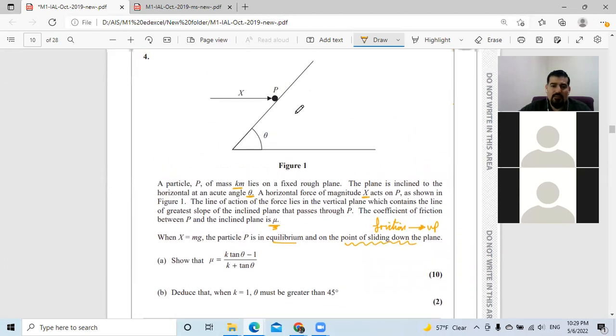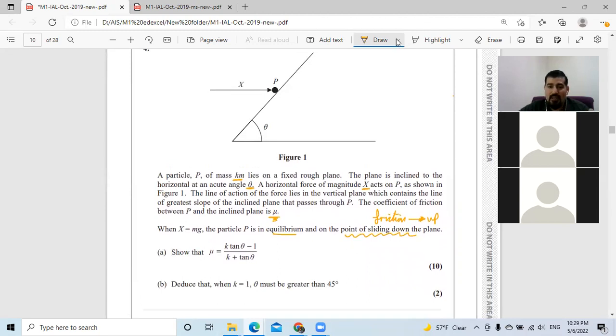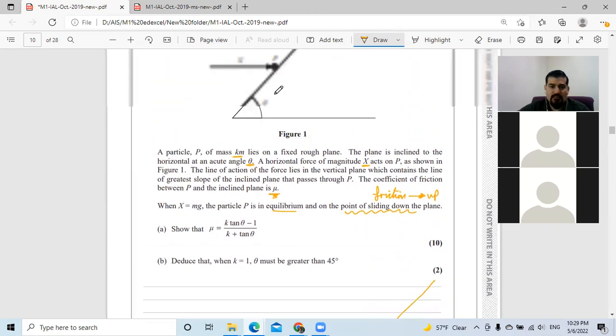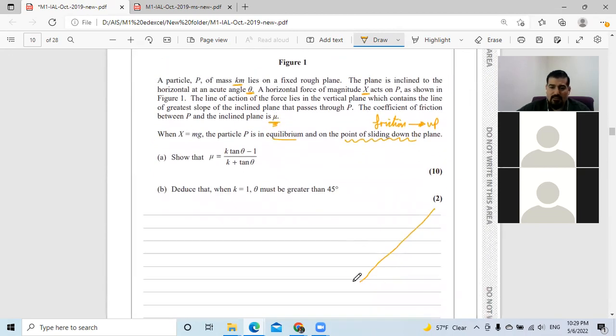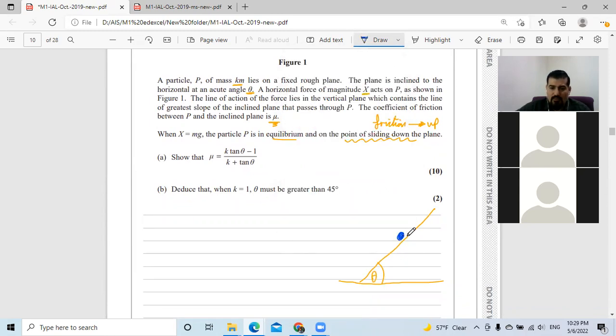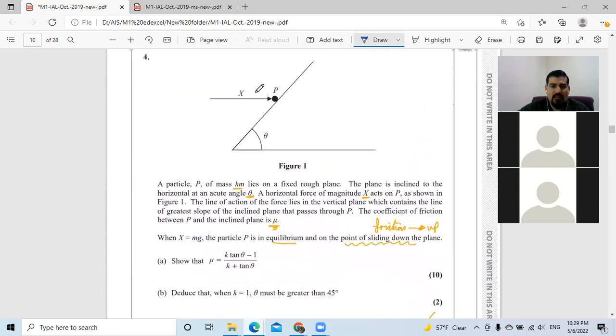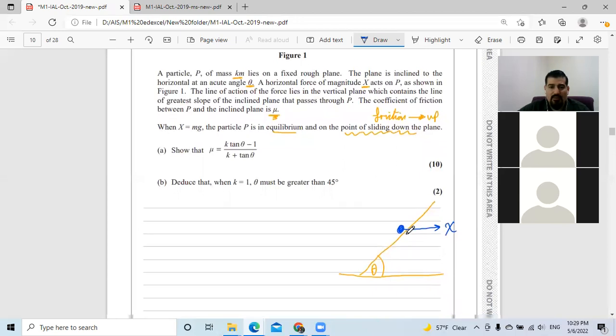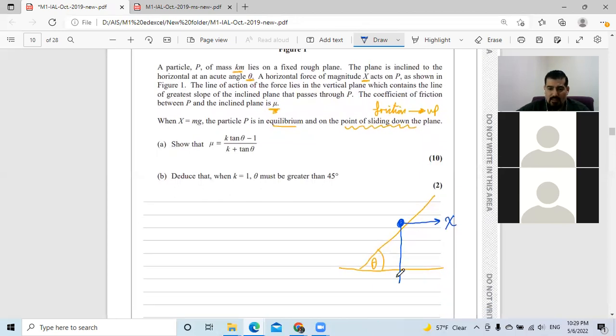Now we have to redraw the free body diagram with our own forces. This is the inclined plane, and this is the angle theta. On the particle there are several forces acting. One of the forces is x, and it acts in this direction, and they tell us it's equal to mg. And we have the weight that acts downwards, which is kmg. And we have a normal contact, R.